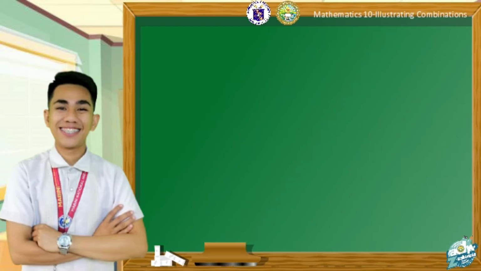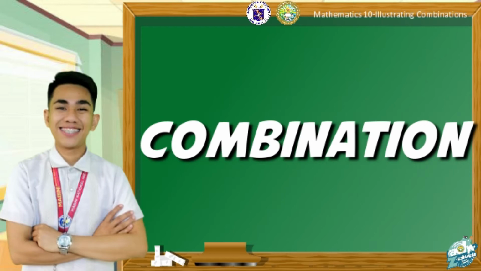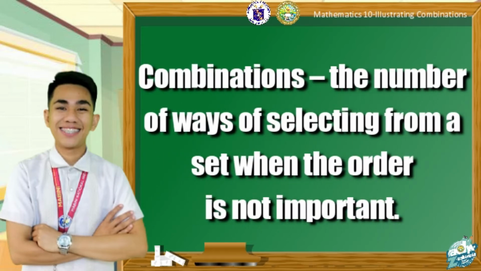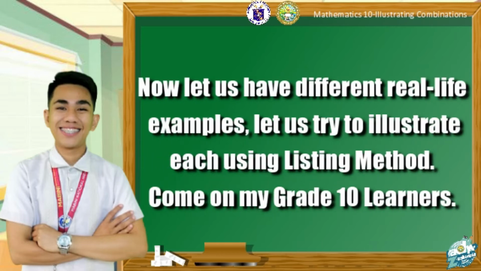Now, let us proceed to our main topic. Let us talk about combinations. Combination is the number of ways of selecting from a set when the order is not important. Now, let us have different real-life examples. Let us try to illustrate each using listing method. Come on, my Grade 10 learners!